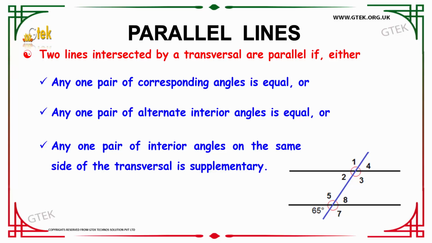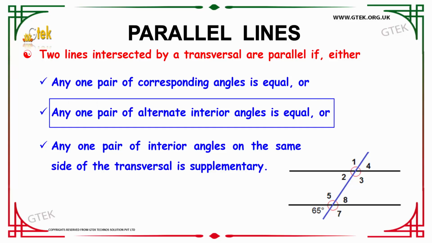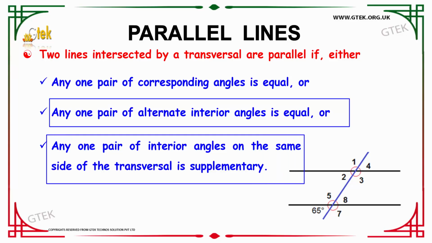We have a few more statements in terms of the transversal. If two lines intersected by a transversal are parallel, then either any one pair of corresponding angles is equal, or any one pair of alternate interior angles is equal, or any one pair of interior angles on the same side of the transversal is supplementary.